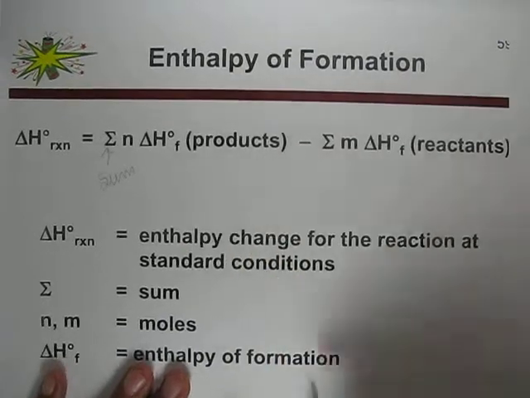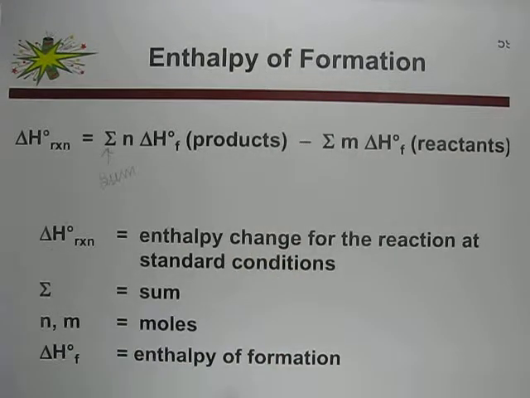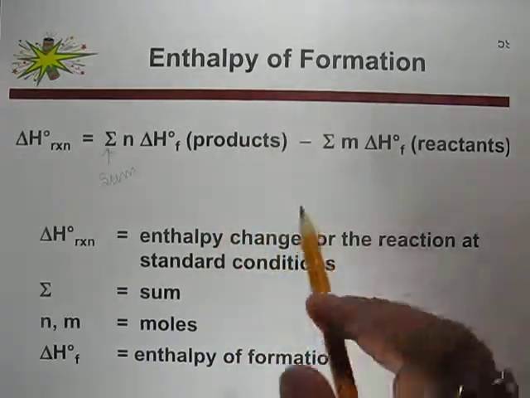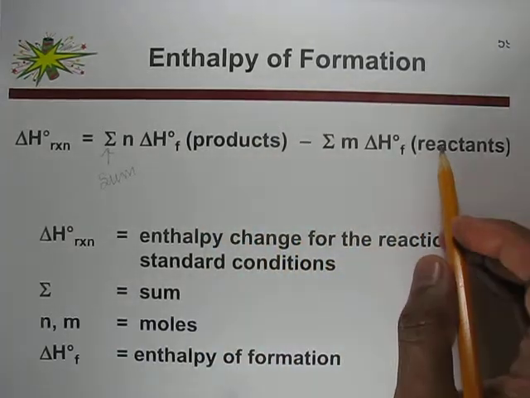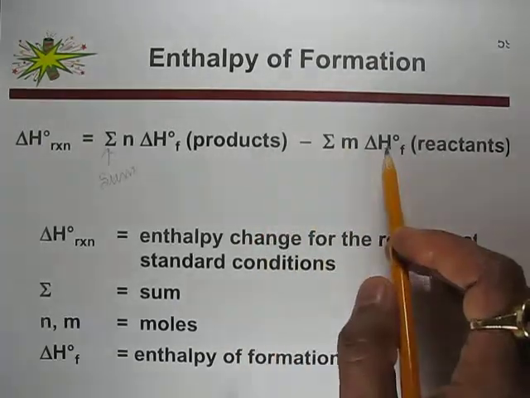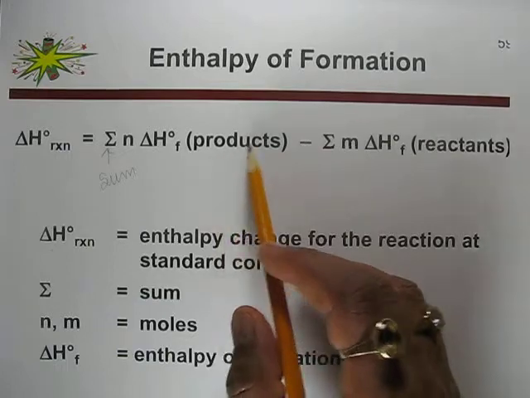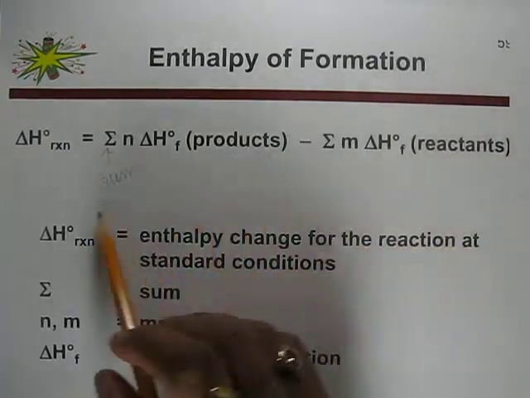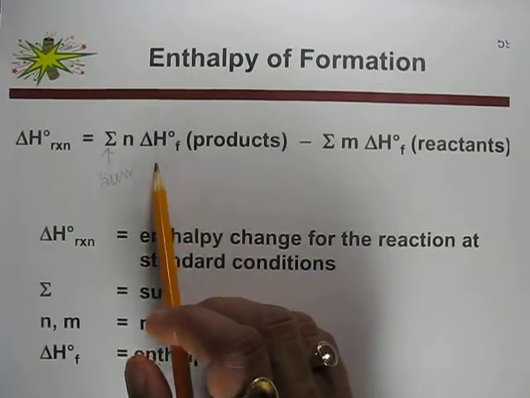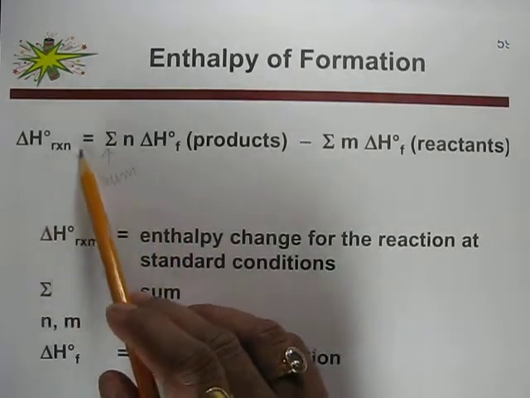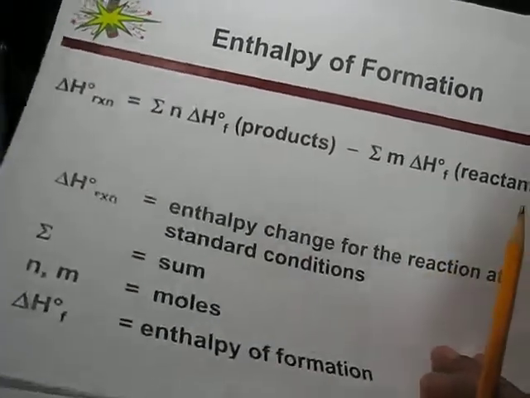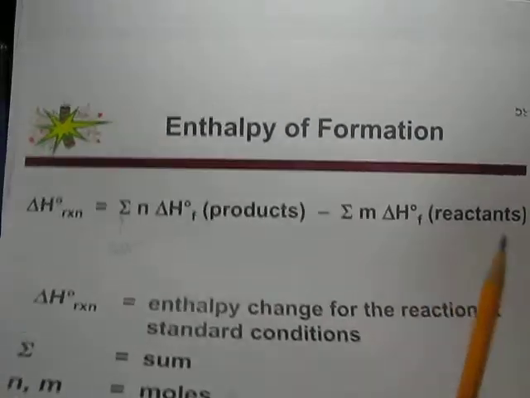So it means that we have to combine the enthalpy of formation of all the products, and then combine the enthalpy of formation for all the reactants, and then subtract reactants from products, and whatever value comes, we have to present it with sign, and that will be the enthalpy change of the reaction. So let's take an example and then we can better understand this.